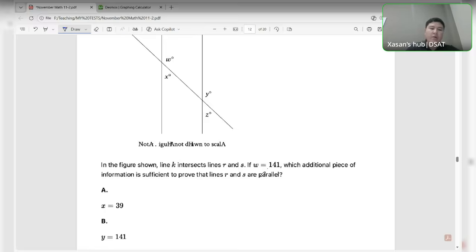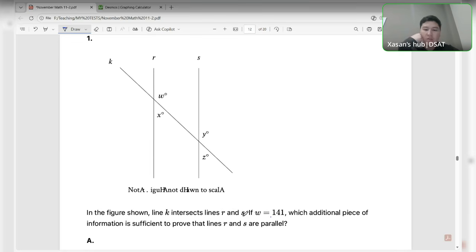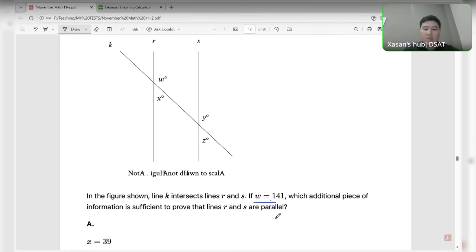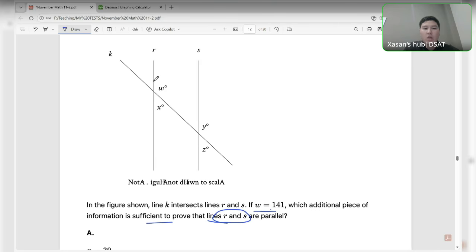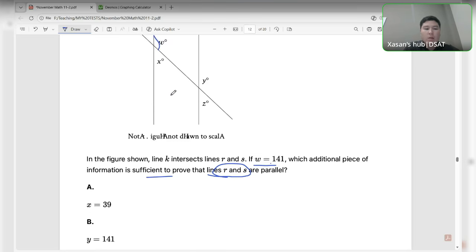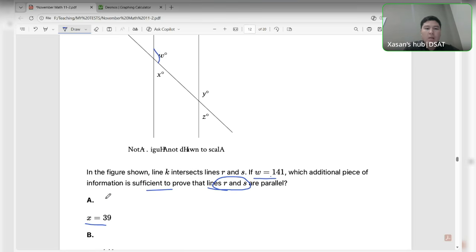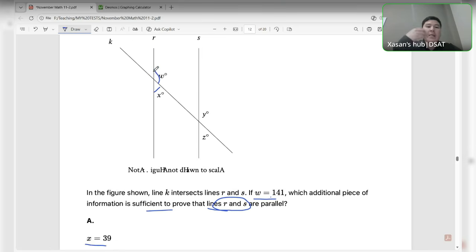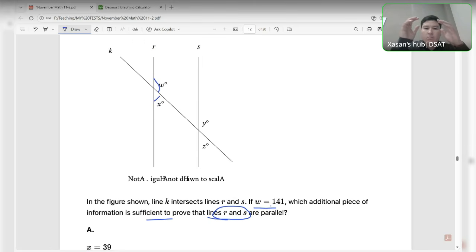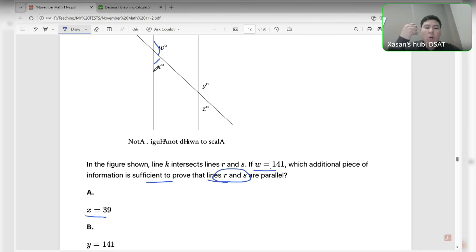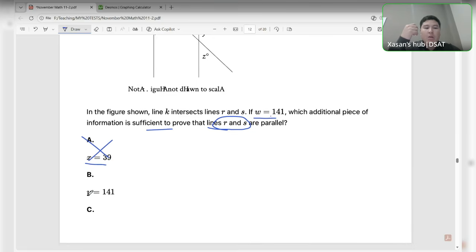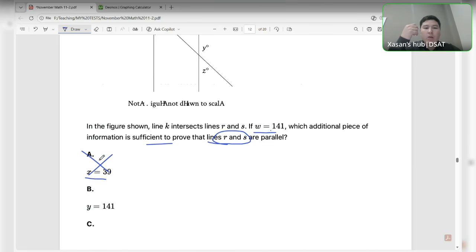So in the figure shown, line K intersects line OK. If W equals 144, which additional piece of information is sufficient to prove that lines R and S are parallel? Guys, let's just check one by one. You have W angle 141, and then option A, x equals 39. Guys, if your x itself is 39, even if the lines are not parallel, x is still 39, so it cannot be sufficient here. And B, y equals 141.